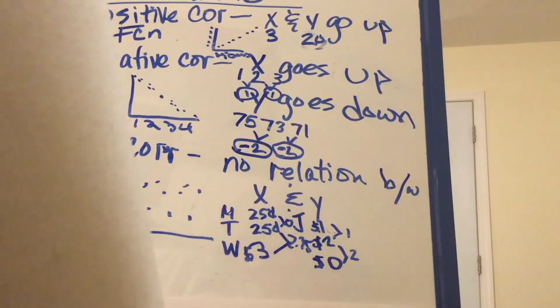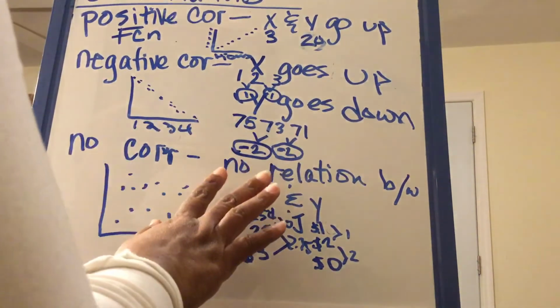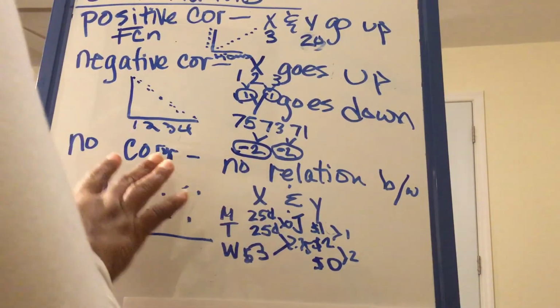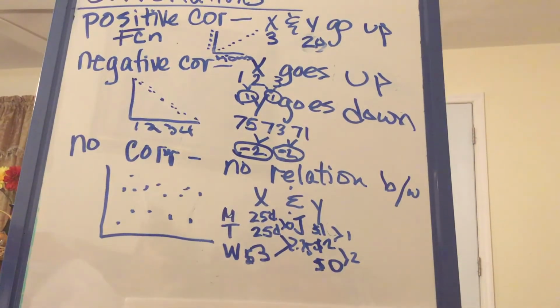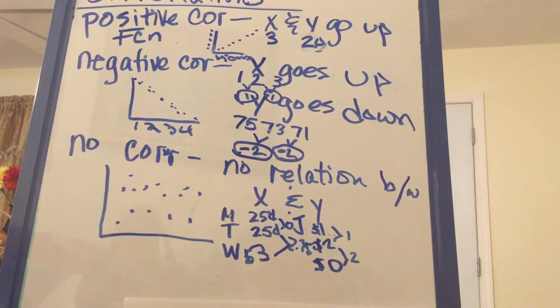All right, so I'm going to erase this. I hope you wrote this down. If you didn't, write it down real quick, because I'm going to go over it again. A positive correlation is when X and Y go up. They don't have to go up the same amount, but they have to both go up. As X values go up, Y values also go up. So that is a positive correlation, and it is a function.